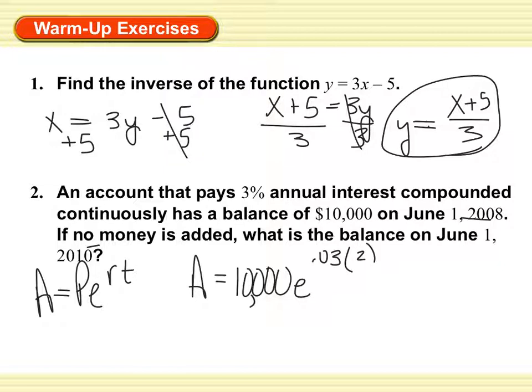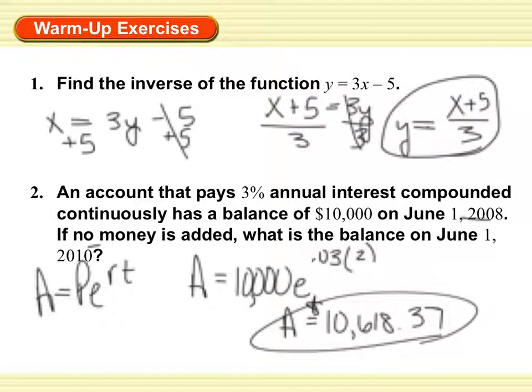Handy dandy calculator. 10,000 times E to the 0.03 times 2. That would be $10,618 and 36 cents. Actually 37 cents. Cool. All right, into the lesson.